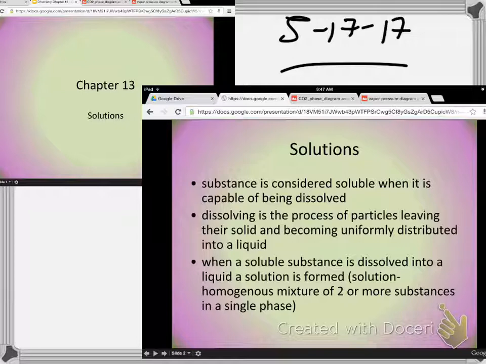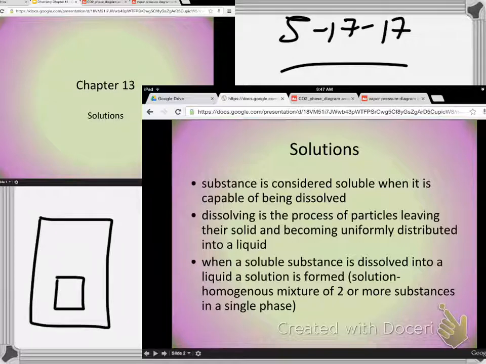We talk about substances being soluble, and something is considered soluble when it can be dissolved in another substance. So when we dissolve something, we take its solid form, and those particles leave their solid form and become uniformly distributed into a liquid. That's the most common definition of a solution, though there are solutions that are not liquids. We'll get to those in a little bit. When a soluble substance is dissolved into a liquid, a solution is formed.